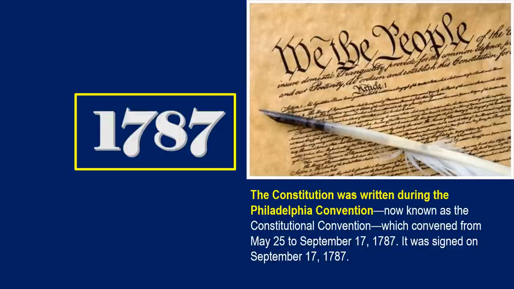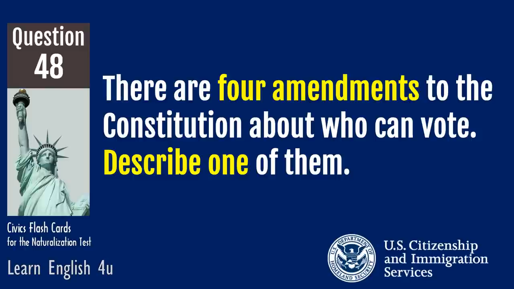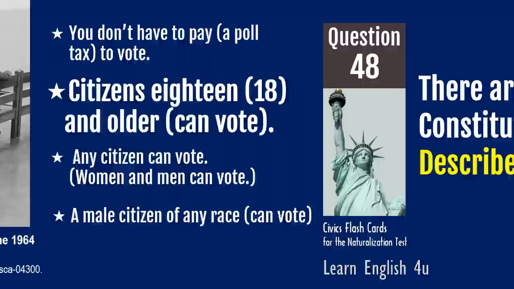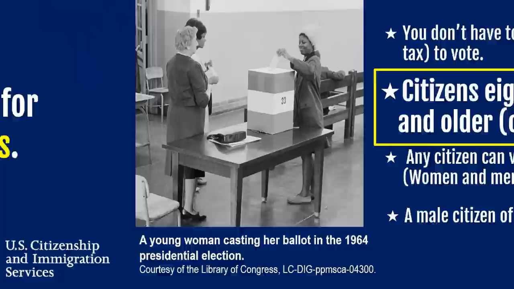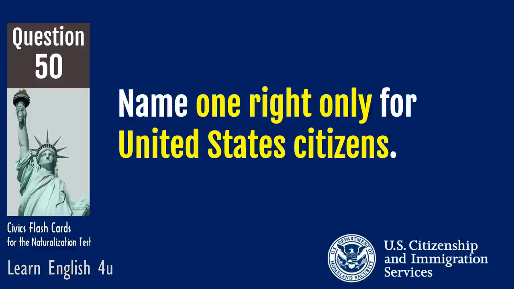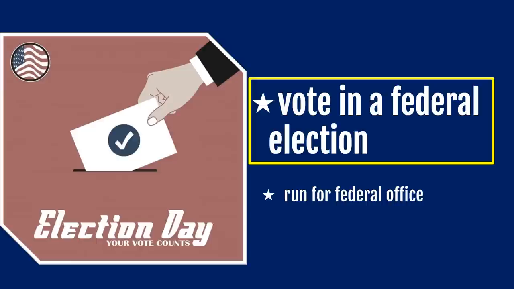There are four amendments to the Constitution about who can vote. Describe one of them. Citizens 18 and older can vote. Name one right only for United States citizens. Vote in a federal election.